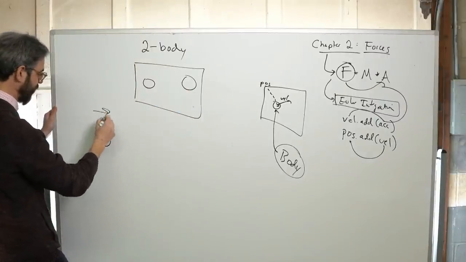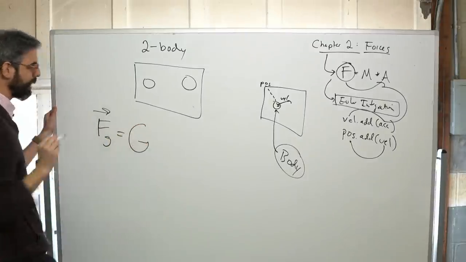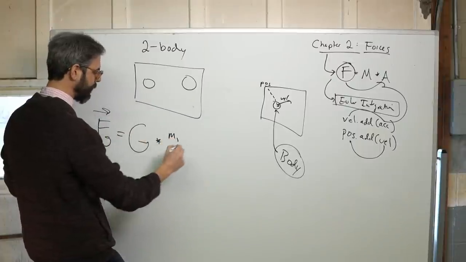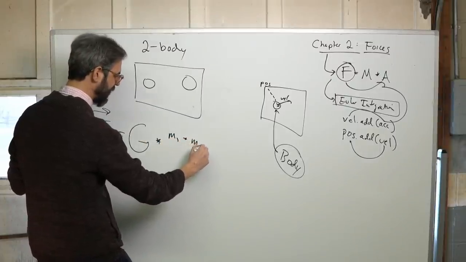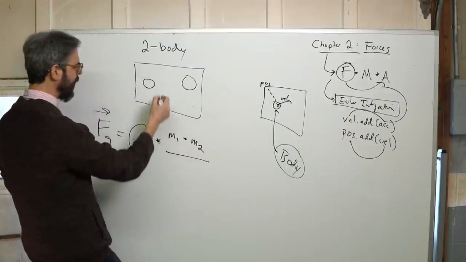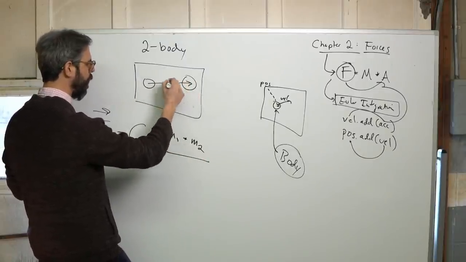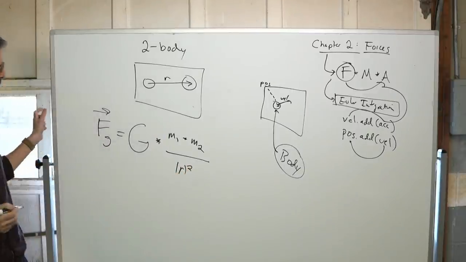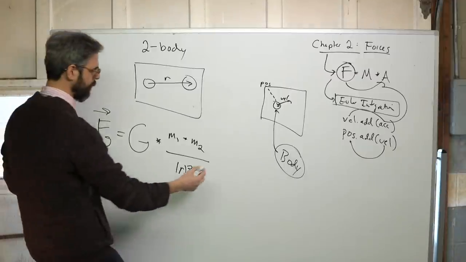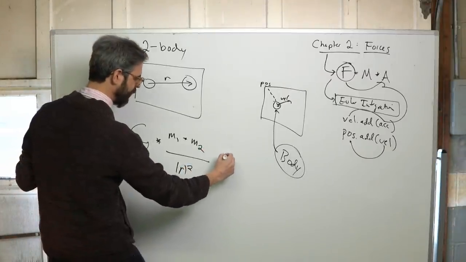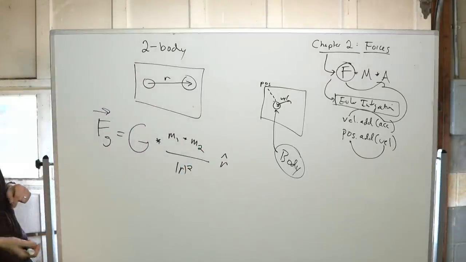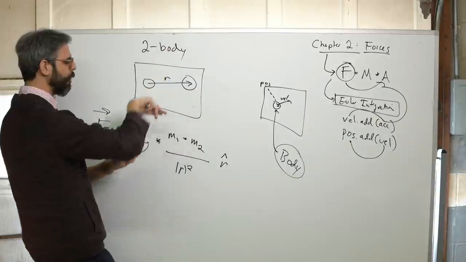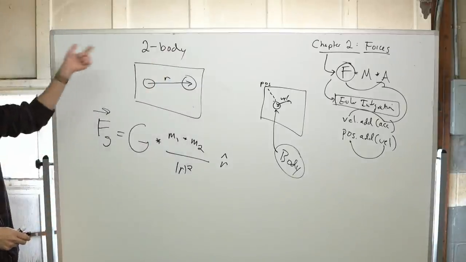The force of gravity equals the universal constant G times the mass of one object times the mass of another object divided by, let's call this vector r, the magnitude of r squared, the distance squared, times the unit vector r, and vice versa. So this object is attracting this. So what would the motion of those bodies be in a two-body simulation?